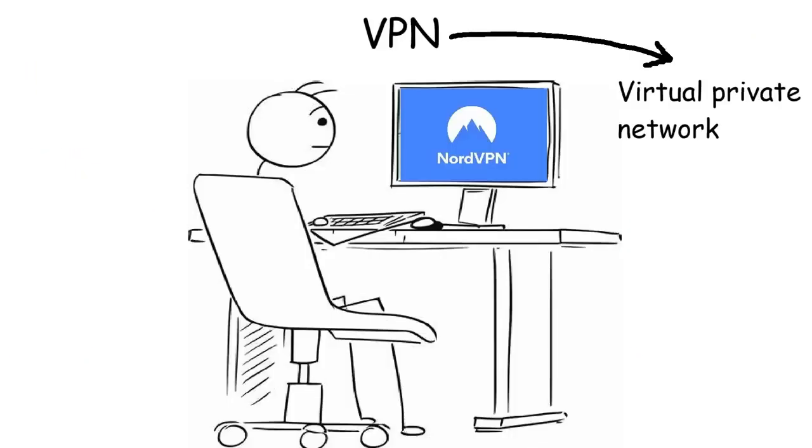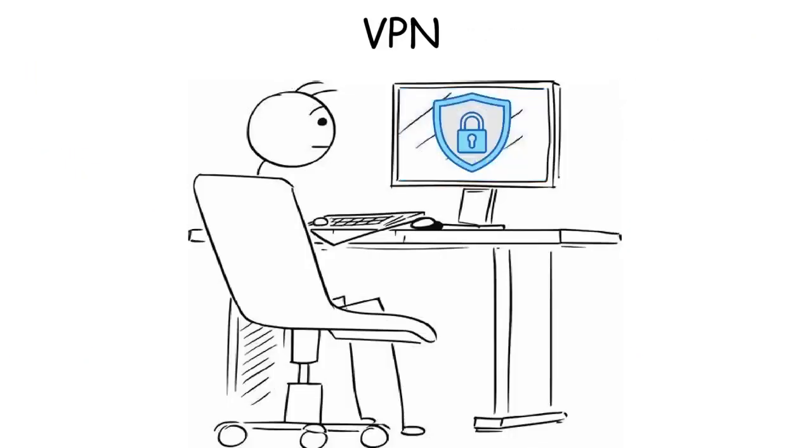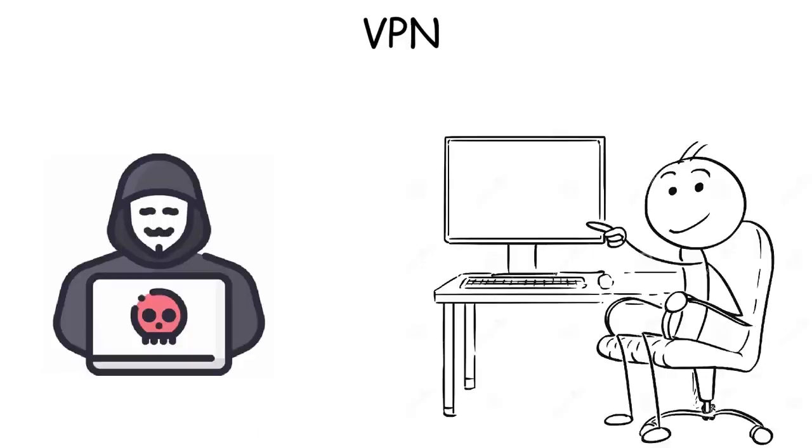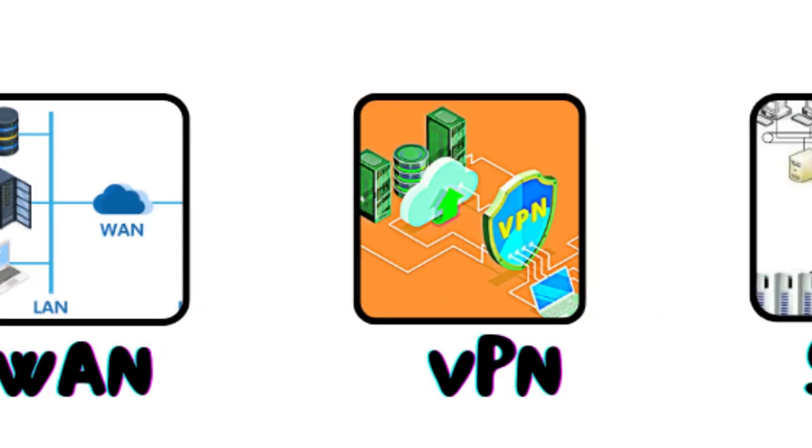VPN, Virtual Private Network. VPN creates a secure, encrypted connection over any network. It hides your location and protects your data. People use VPNs to stay private online or access websites that are blocked in their country.